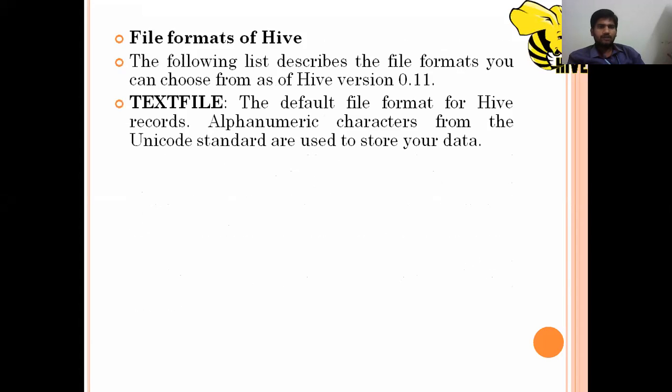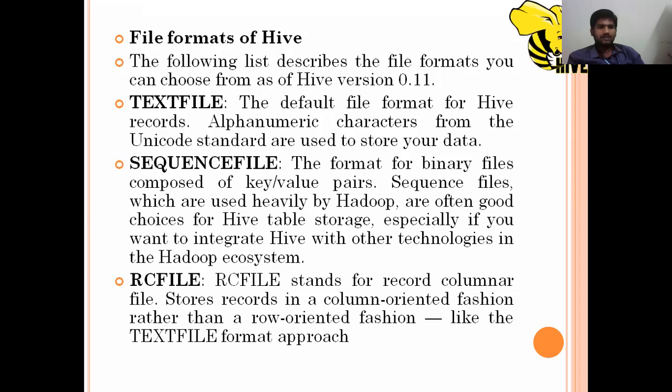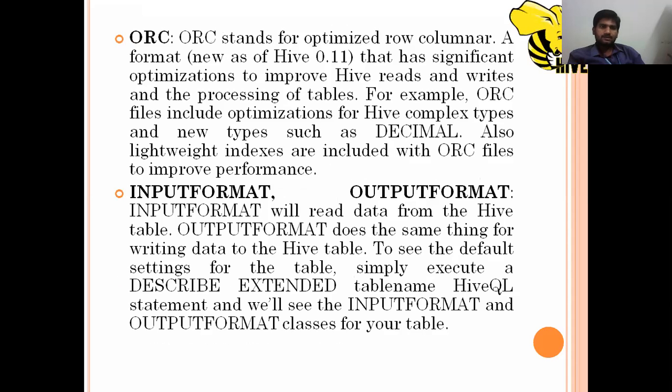So the file formats are text files, sequence files, RC files, that is record columnar files, and ORC files. These are the various standard files that are there. Then the input output formatted files.